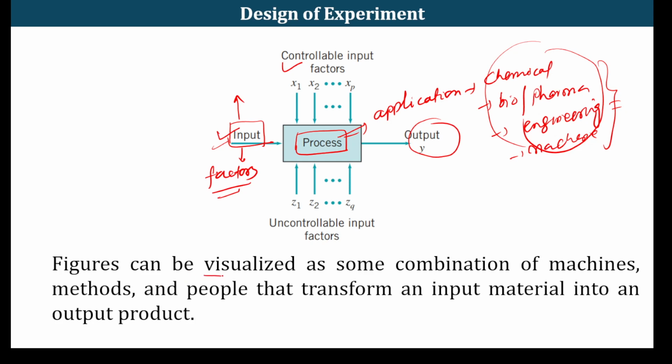So that figure can be visualized as some combination of machines, methods, and people that transform an input material into an output product. So when we're doing the design of experiment, we are going to transform an input material into the output product.